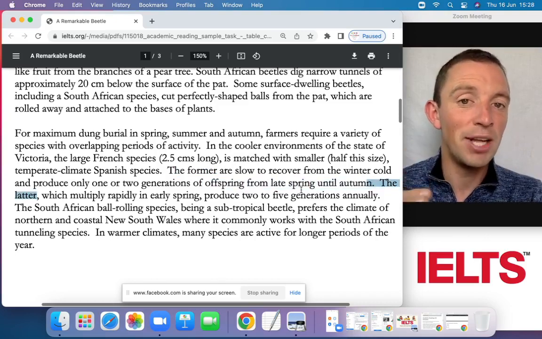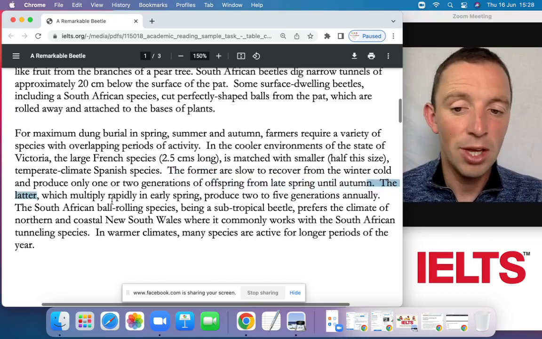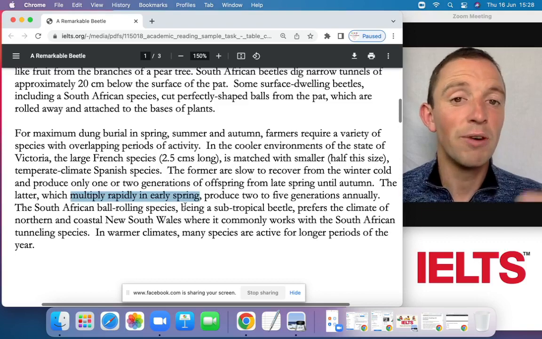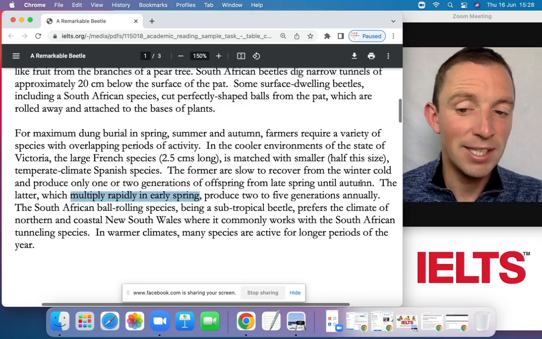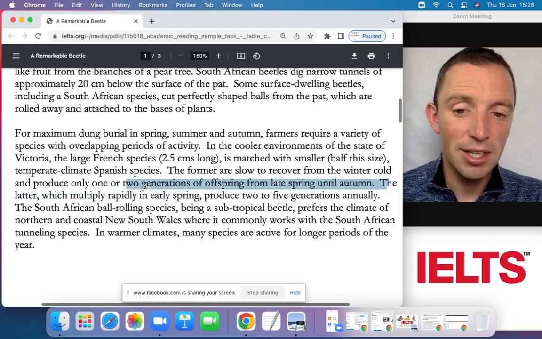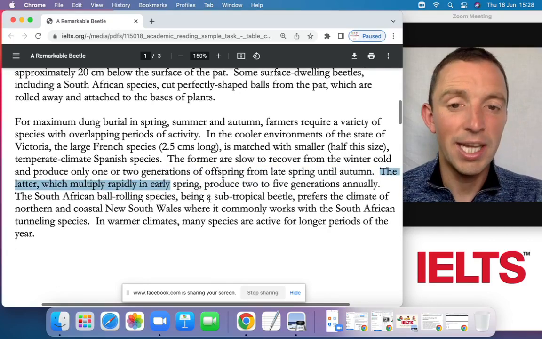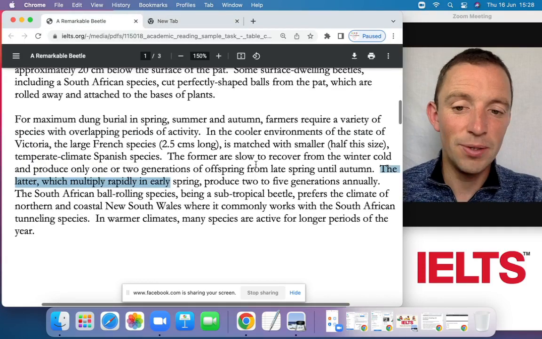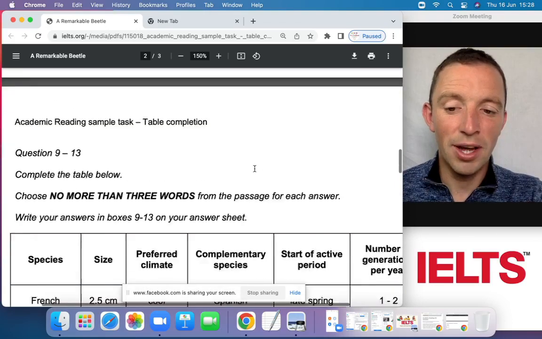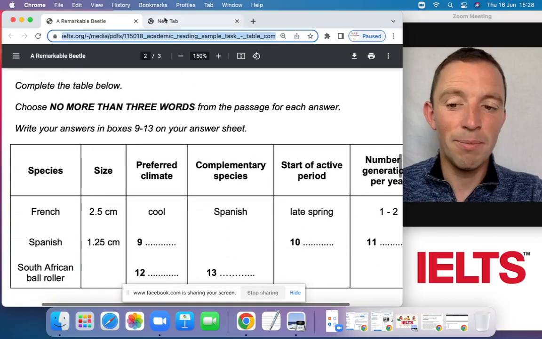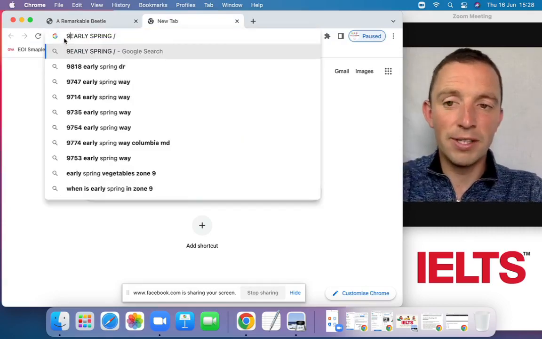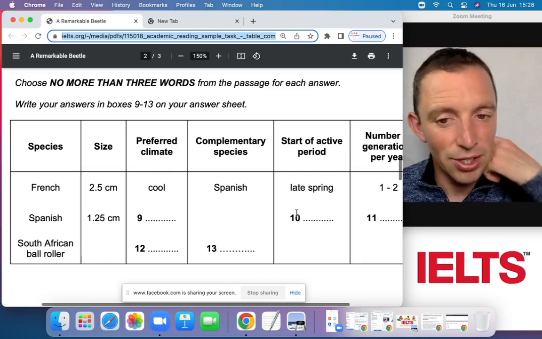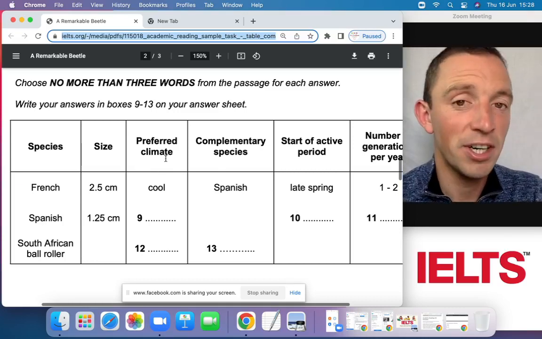So here is a second mention of the Spanish species in relation to the climate, which multiply rapidly in early spring. So probably the most comfortable conditions for the Spanish species, because it's the latter, is probably early spring. So I think the answer for one is early spring. And let's continue to the next question. That was number 9, in my opinion, because they're more comfortable in that environment. Now, number 10, well, actually, we can continue on the preferred climate if you wish for number 12.